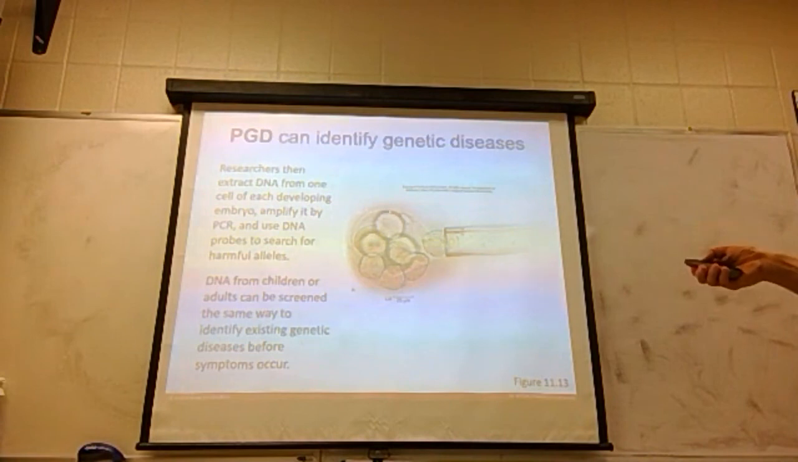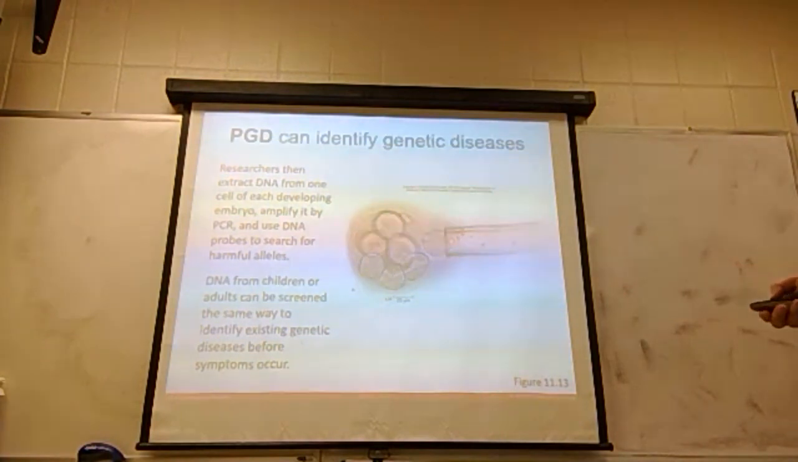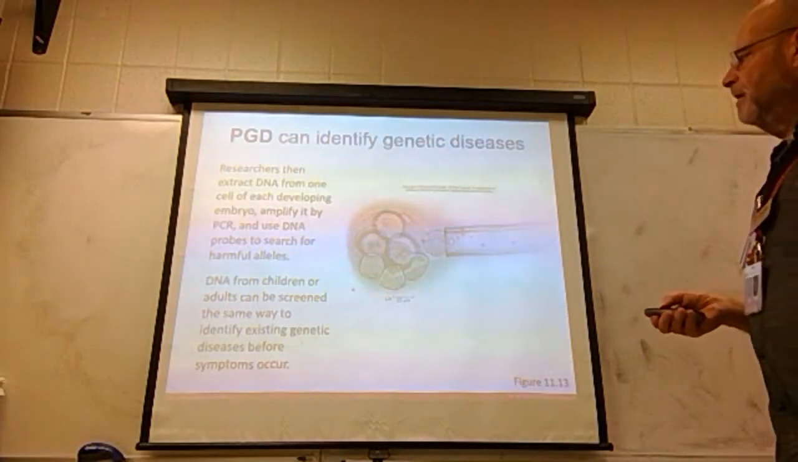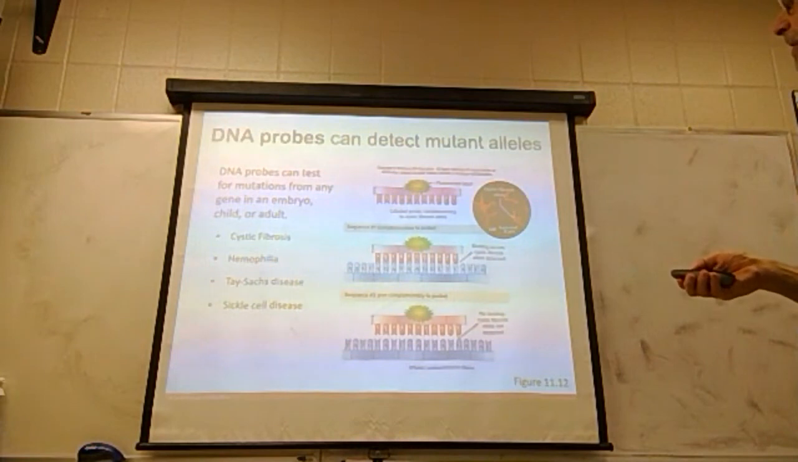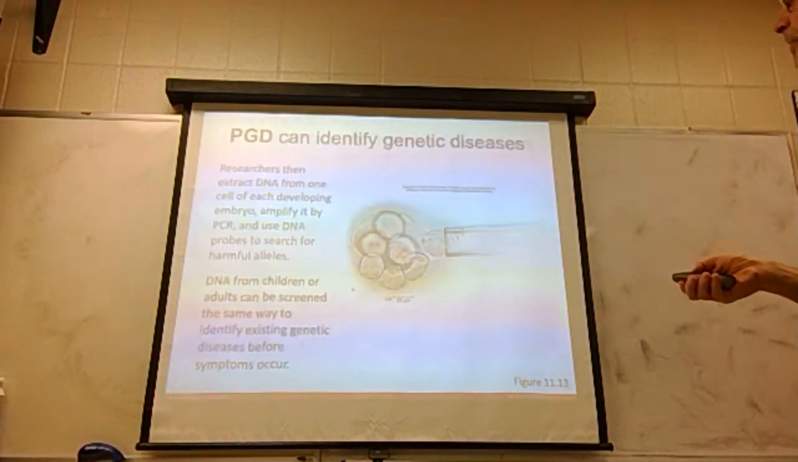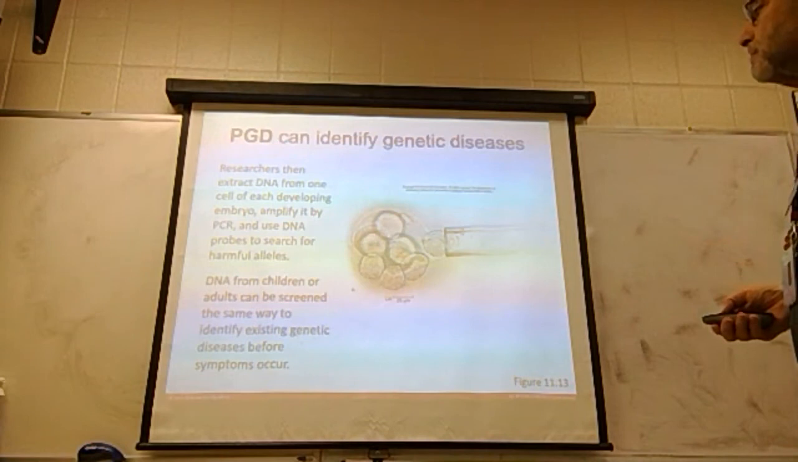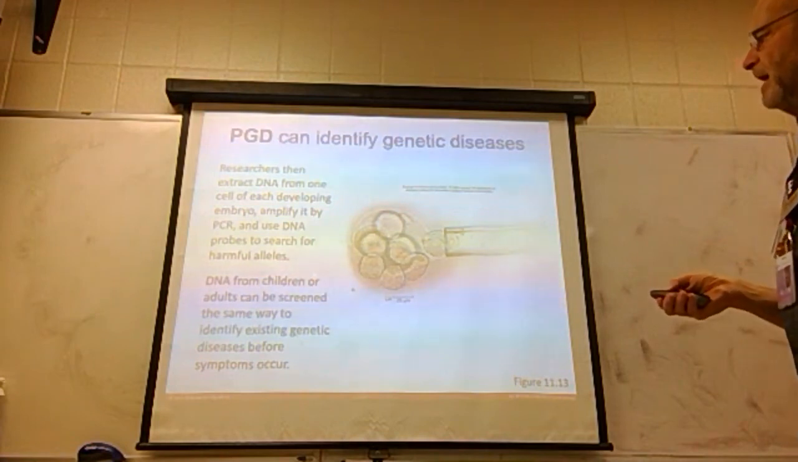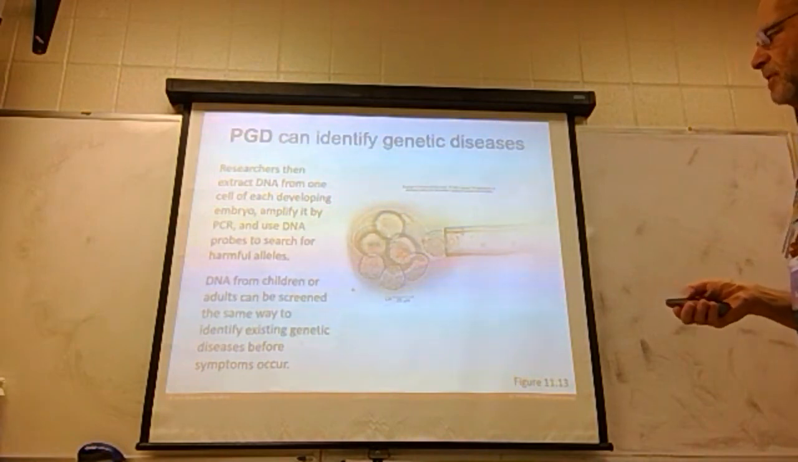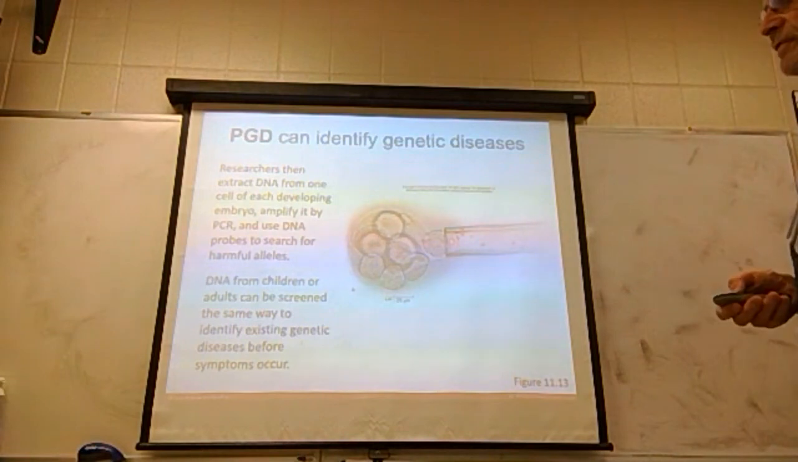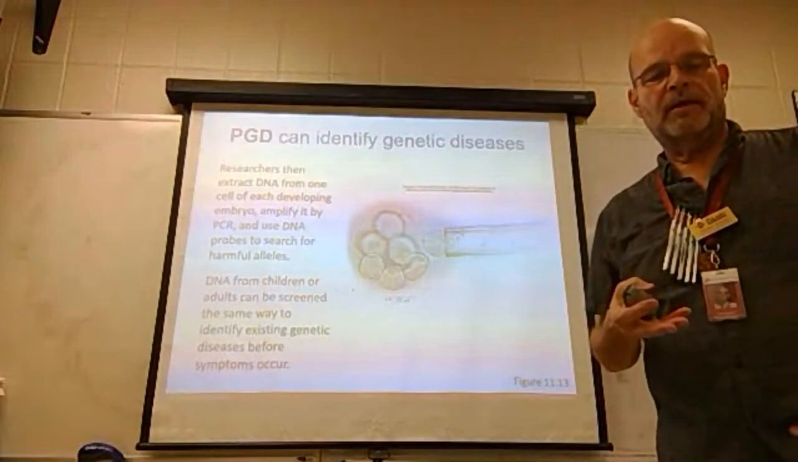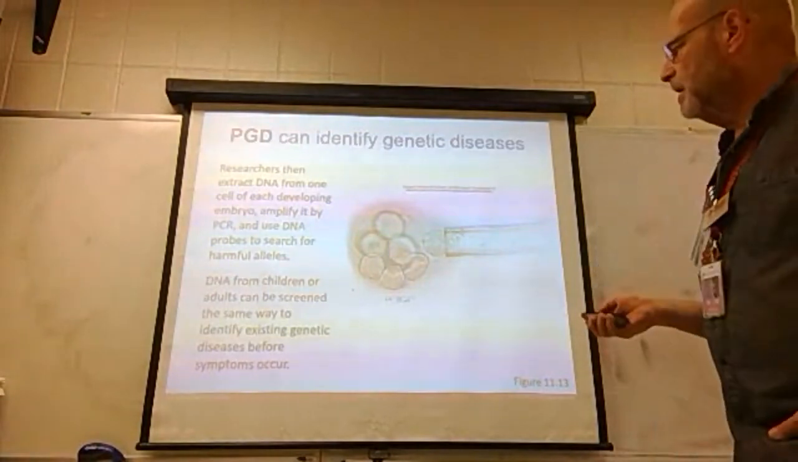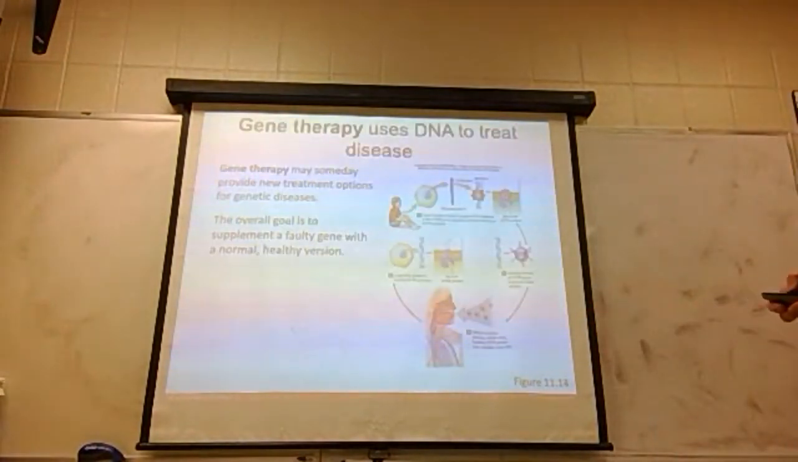What we're talking about here is before these eggs would be implanted, they would test one, and if they found that this baby was going to be born with cystic fibrosis, hemophilia, and sickle cell, they would probably counsel this couple not to have children. But you could take skin cells, for instance, from children or adults, do the same type of screening, and find out, do I have that BRCA1 mutation that causes breast cancer?